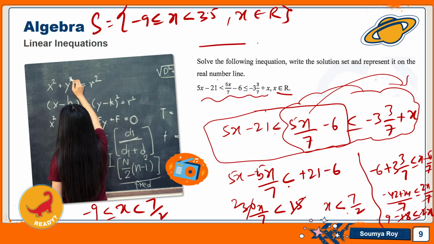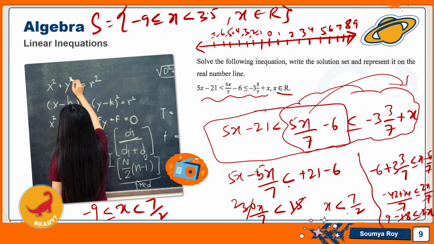Because you have to represent it on the number line, just make this number line with a 0. This is 1, this is 2, this is 3, this is 4, this is 5, because x is less than 3.5 and I'm taking it till 5. And here minus 1, minus 2, I have to take till minus 9. It will be better if you take the same numbers on both sides, and you can score better marks.